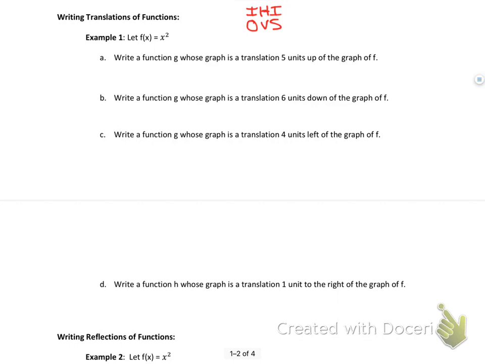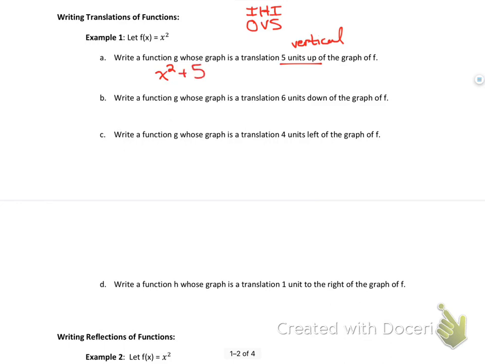So this is 5 units up, which means it's vertical, so it goes outside. The question is, does it go in front or back? Well, because it's up, it goes in the back. So the answer would just be x squared, and then because it's 5 units up, it's plus 5.